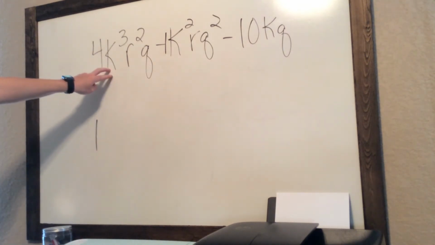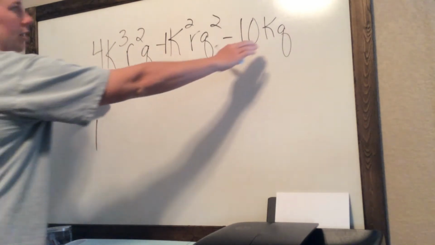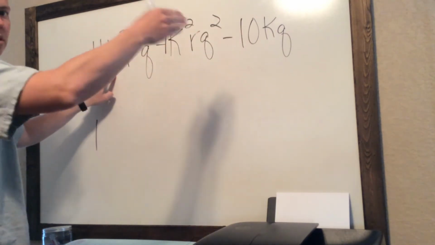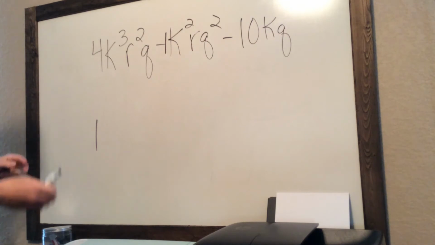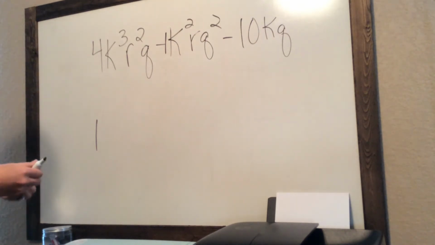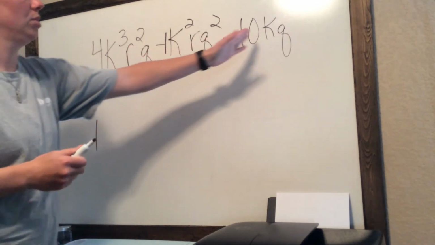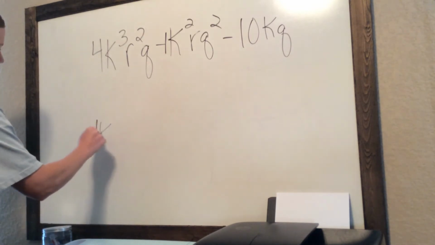Then I want to look at my variables. So I have k cubed, k squared, and k. There's a k in every term. If there's that in every single term, then I can divide that variable out. So I have 3 of them, 2 of them, 1 of them. The smallest would be the 1. So I'm going to put 1k.